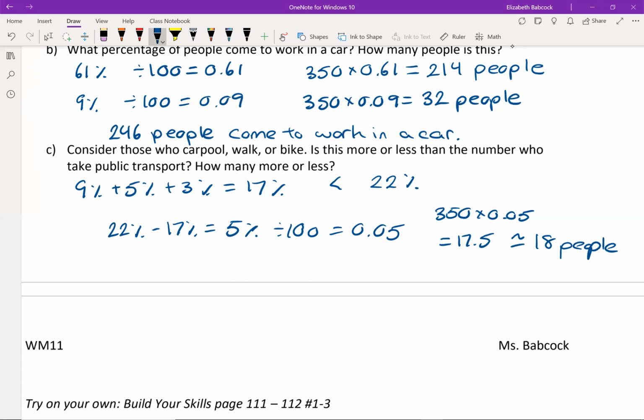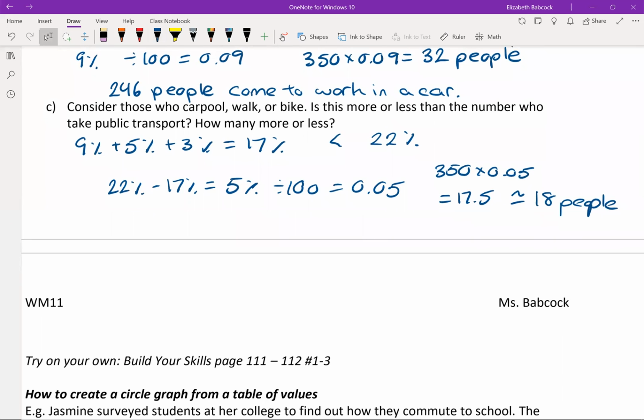It is a lot easier to create circle graphs on the program, but we are actually going to go over how to create them also using just paper, pencil, and a protractor later on. But for now, I would like you to try to build your skills on pages 111 and 112, numbers 1 to 3, and come back when you're done.